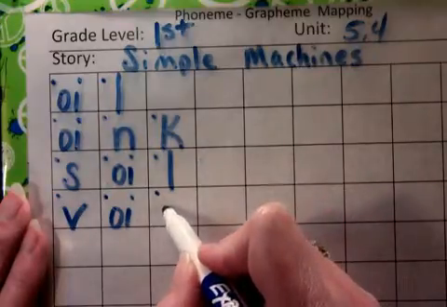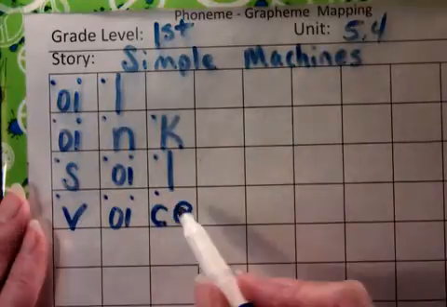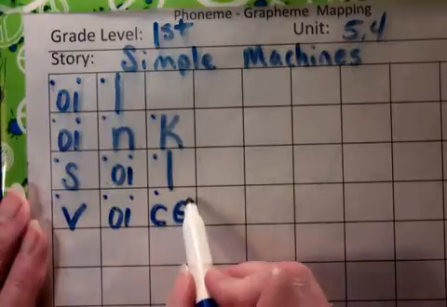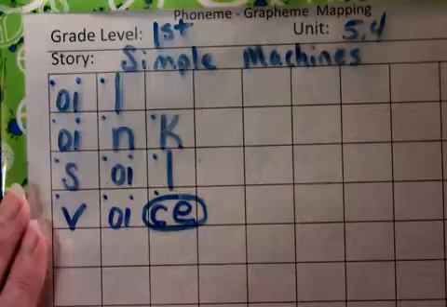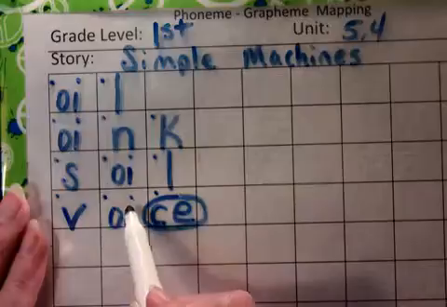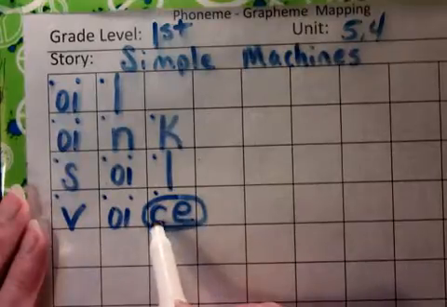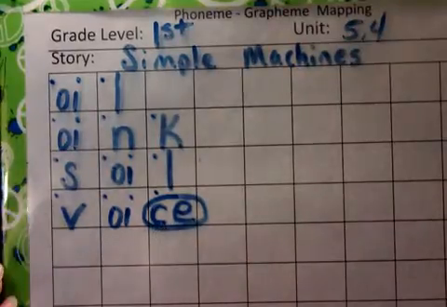We need an S sound. So we're going to use a C and a silent E. When C is followed by an E, I, or Y, it says S, so let's circle that so we can remember that those two letters are working together to make this sound. The silent E is not jumping over the C and making the O or the I say its long sound. That's not the silent E's job in this word. The only job it has is to help the C say the S sound. And that's how we spell the word voice.